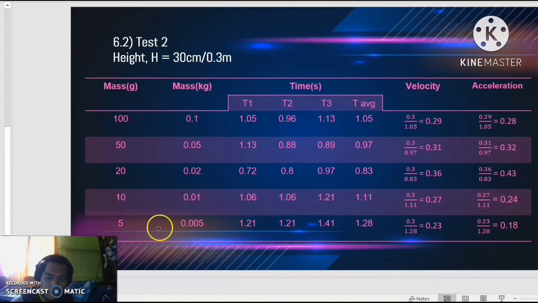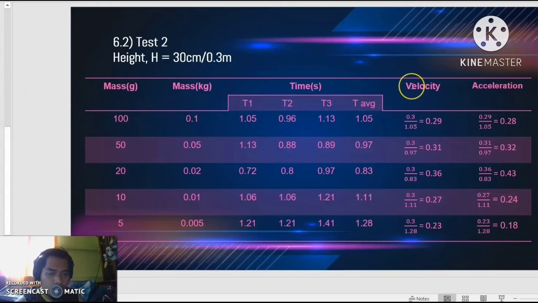For the fifth and last one, we use the 5 gram weight, which we also convert to kilogram, 0.005. The first time taken is 1.21 seconds. The second is pretty much the same, 1.21 seconds, and the third is 1.41 seconds. And the average time taken is 1.28 seconds.